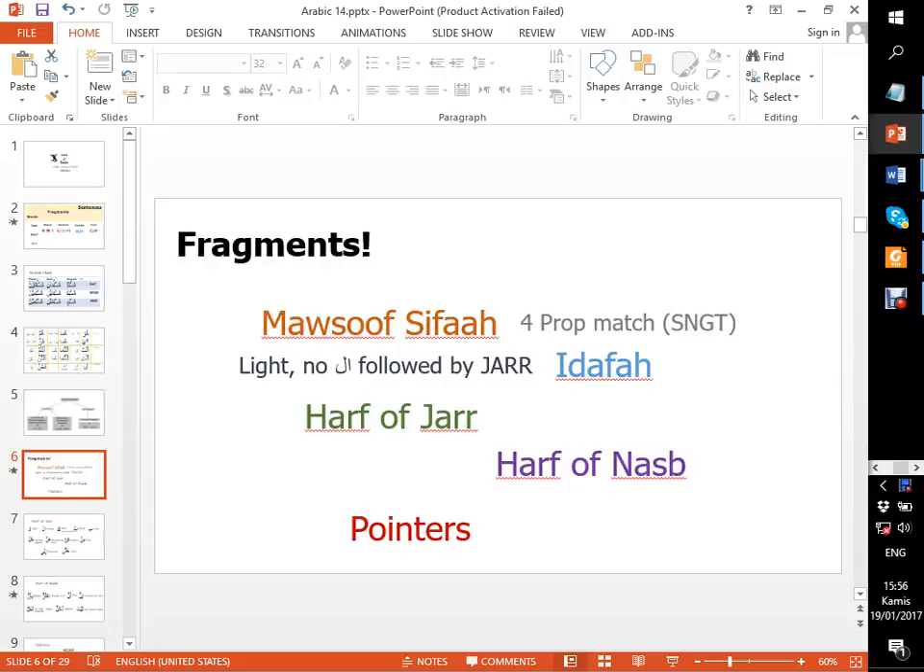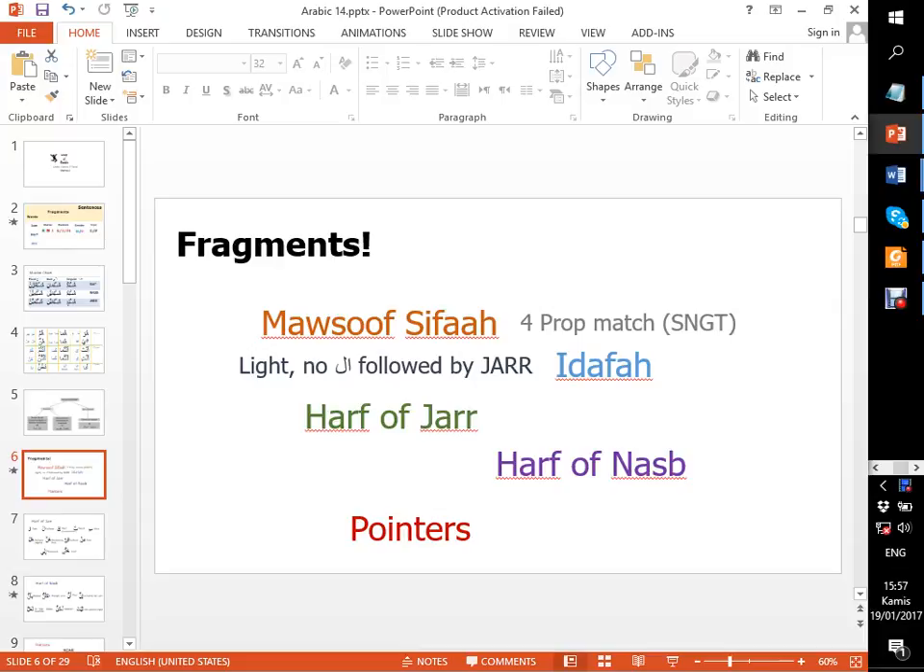And we have the fragment. After we learn and develop the words, basically the ism, you can make a fragment. A fragment is more than a word, but less than a sentence. So we have five fragments covered: Mausuf Sifat, Idafah, Harf of Jarr, Harf of Nasb, and pointers.